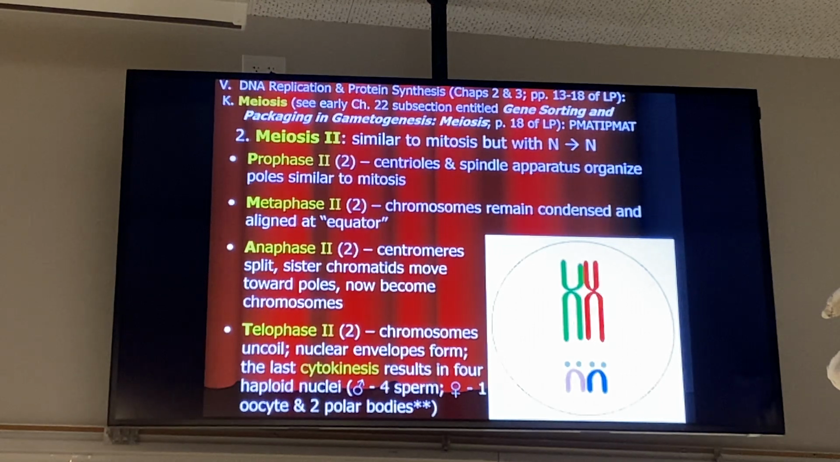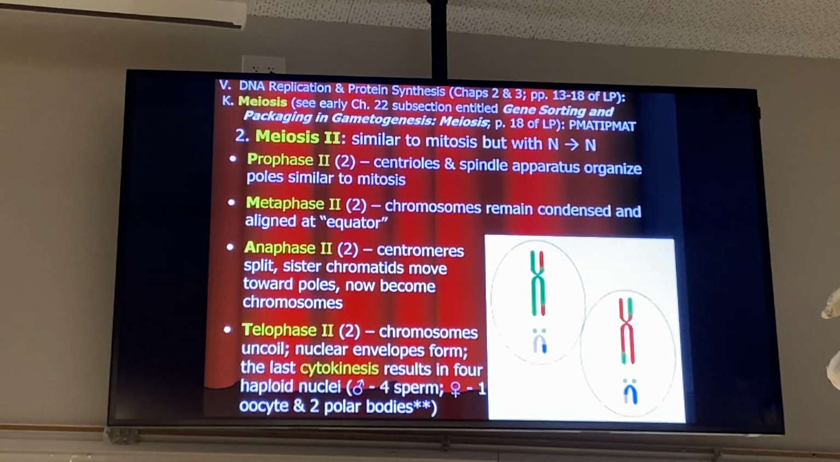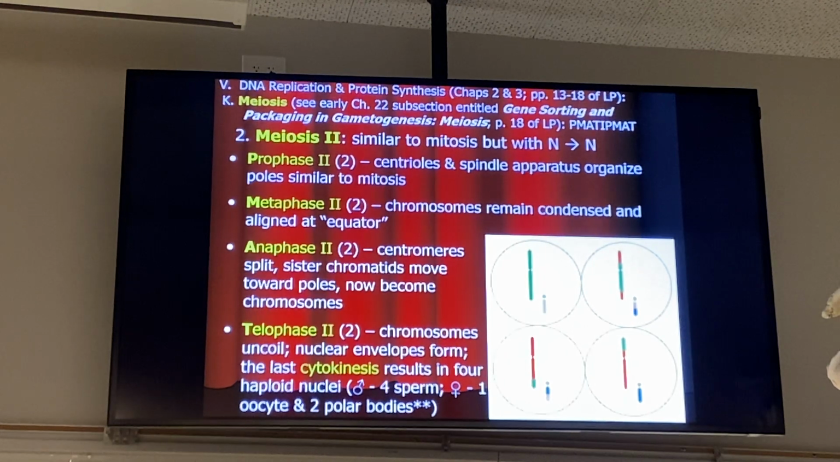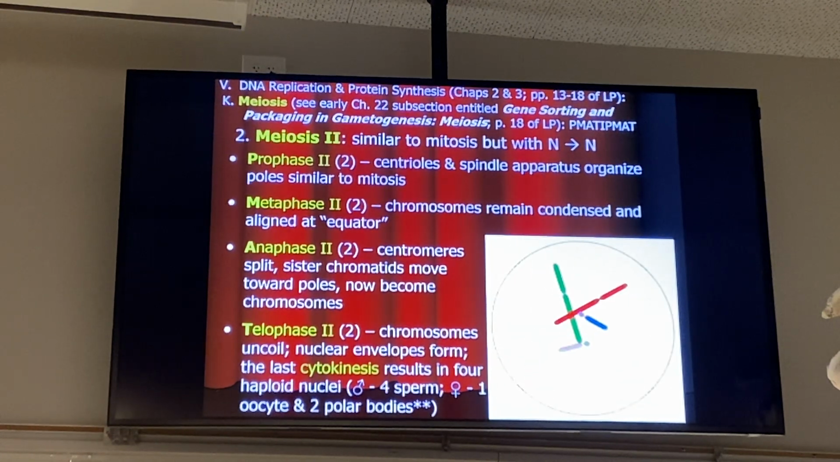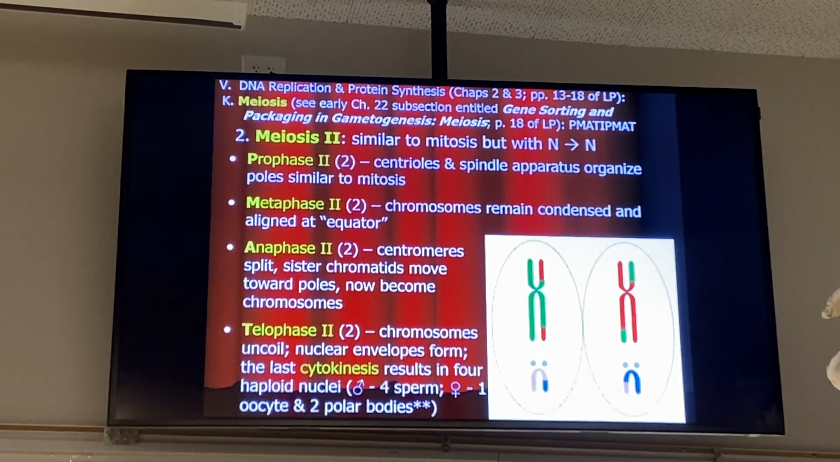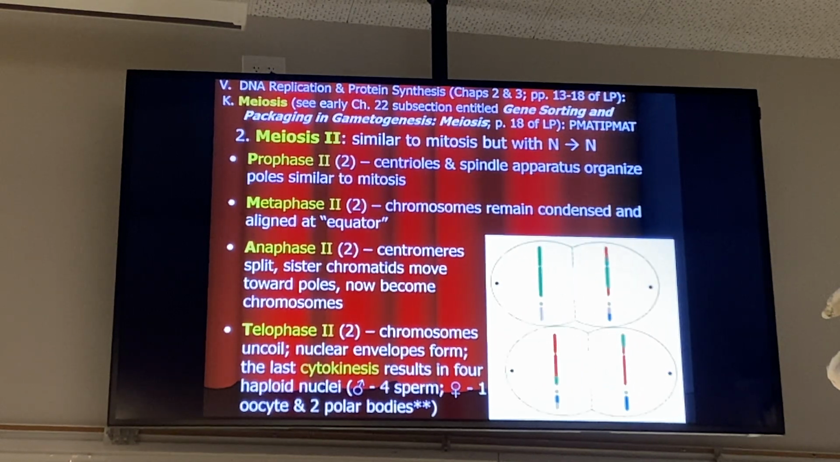The original cell has 4 chromosomes, 4 centromeres. When it does that, it's only 2 each. When it does that, they're also 2 each. Everybody see that? The reduction division is here. 4 in the original cell, only 2 in each of these 2 cells. That's a reduction division. Then it just goes 2 to 2.